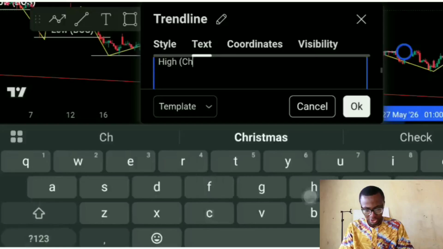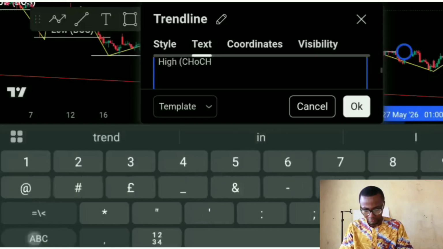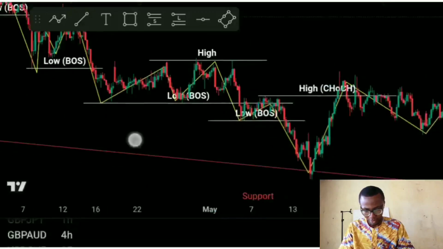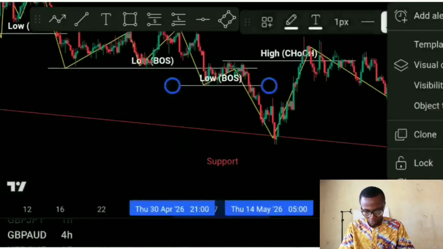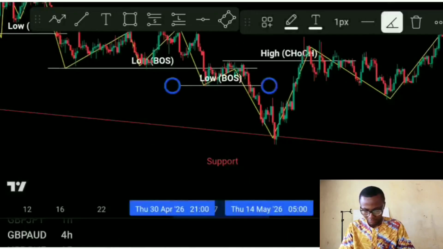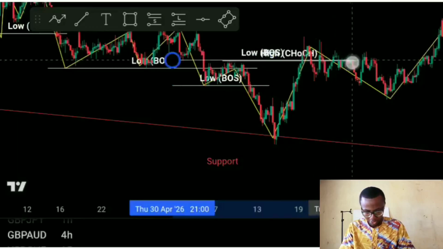So this high is a change of character. Yeah, it's a change of character here. But if you look at this low, I'm still locking this thing. If you look at this low, there's a change of character here in this low.